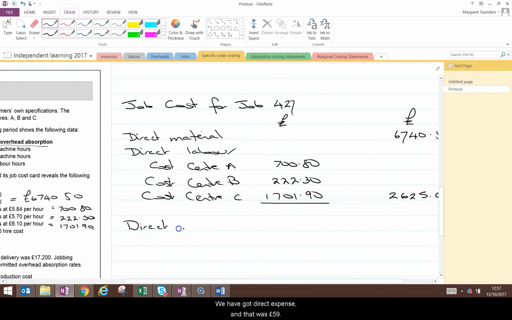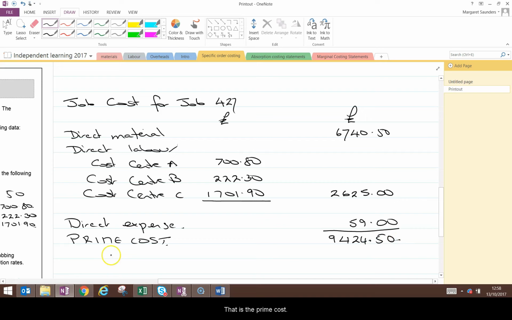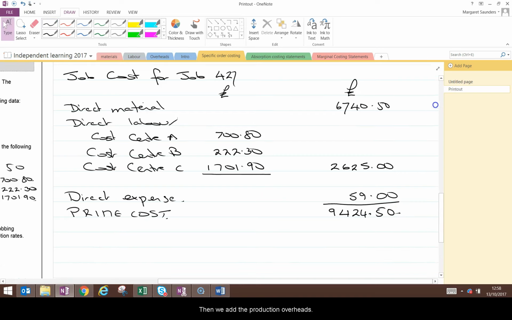Total of the direct costs gives us the prime cost. So if we total these 3 figures, we get 9424.50. So that is the prime cost. Then we add the production overheads.